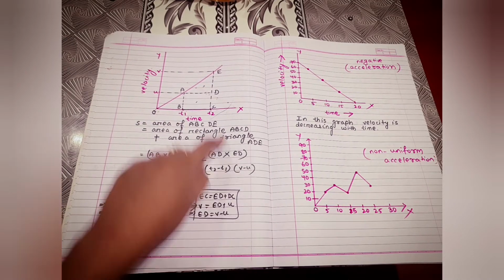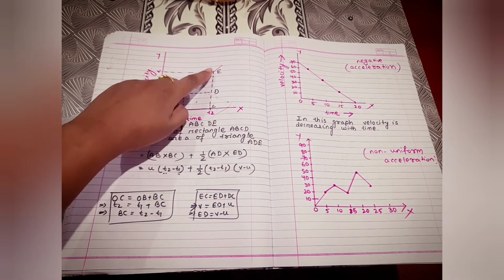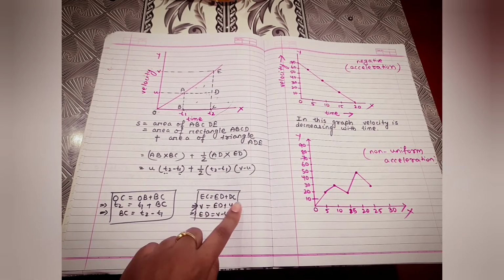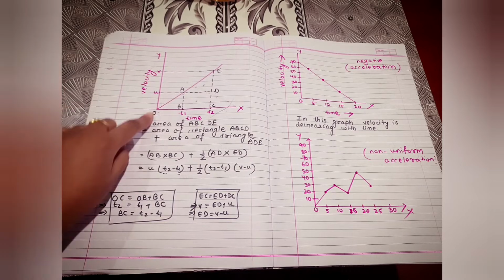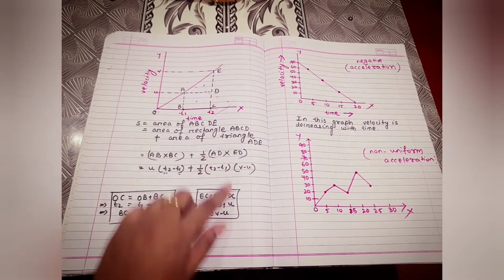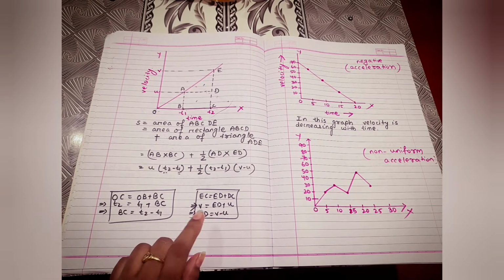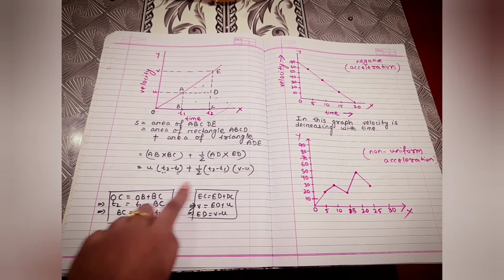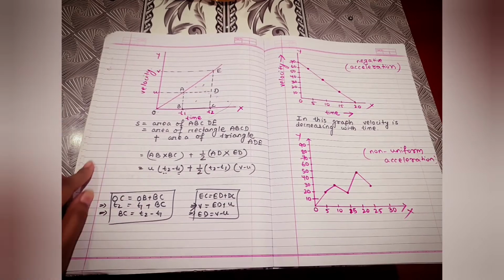Now we have to find ED. As we can see, EC is equal to ED plus DC. As we know, the value of EC is v, ED we have to find, and DC is u. So v is equal to ED plus u. This implies ED is equal to v minus u. So we put v minus u. In this way, we can find the distance in this graph.